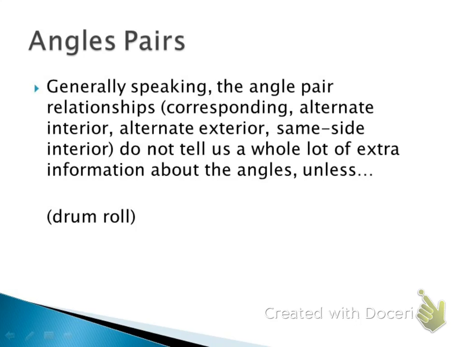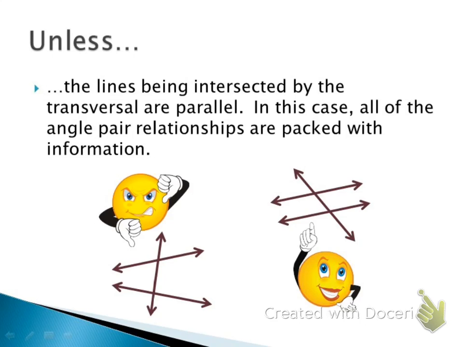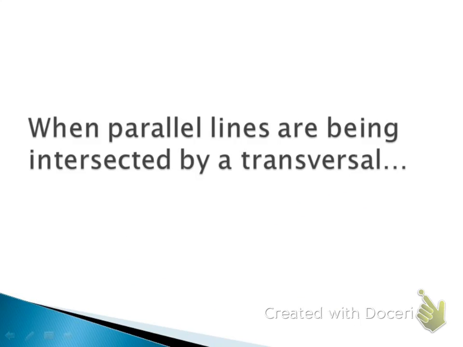This says, generally speaking, the angle pair relationships that we learned yesterday, the corresponding, alternate interior, alternate exterior, same side interior, do not really tell us a whole lot of information unless, here's the important part, the lines being intersected by the transversal are parallel. So if it looks like this, nothing special is going on. If it looks like this and it has little triangles, there's a lot of special relationships that are formed. Any questions so far?